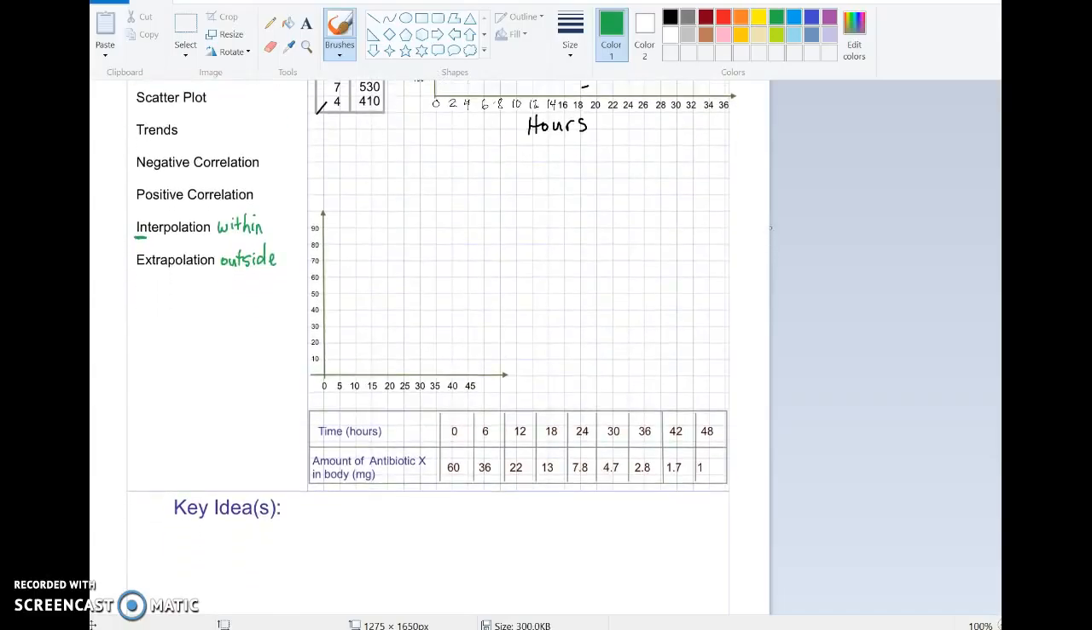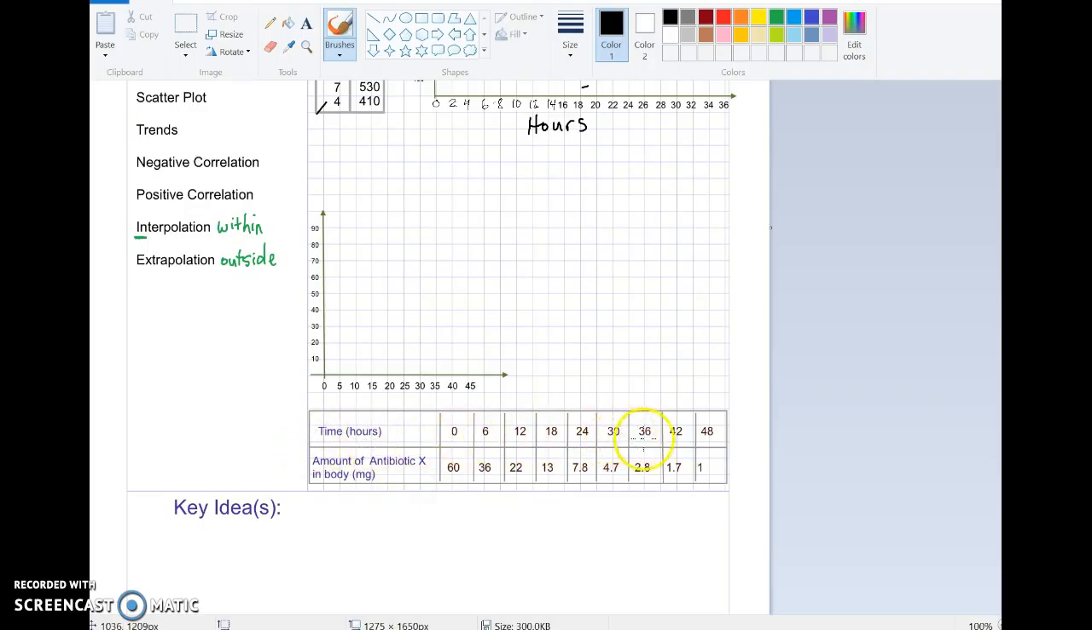I want us to do another one. This time, we're going to be looking at antibiotics and how long they stay in your body. When you take an antibiotic, after a period of time, it starts wearing out, and it gets removed from your body through your different systems. And so the amount goes down. So we're going to graph that. And this is a particular antibiotic called antibiotic X. We don't know which one it is.